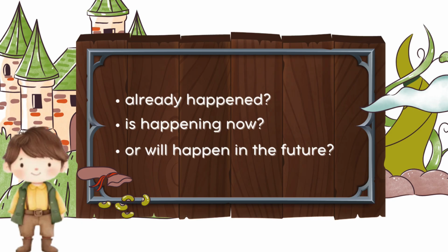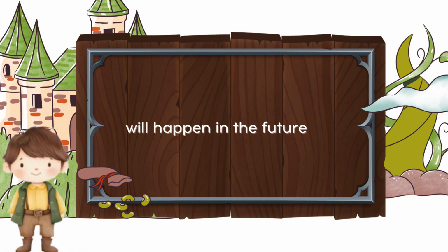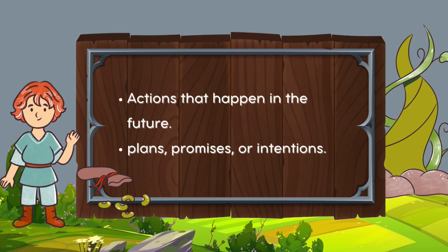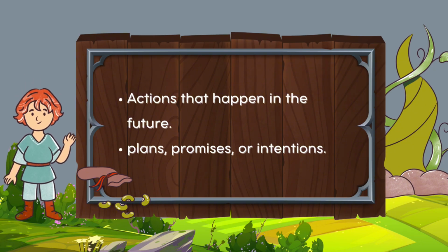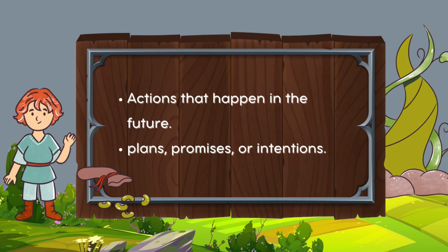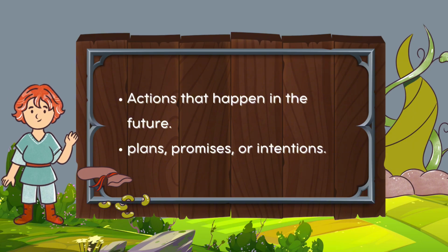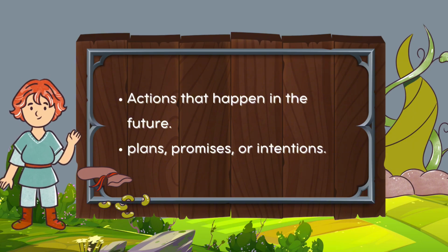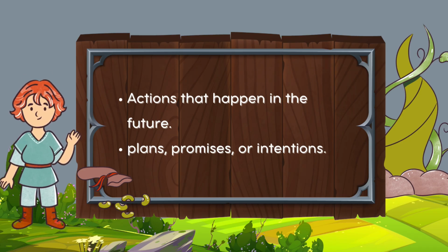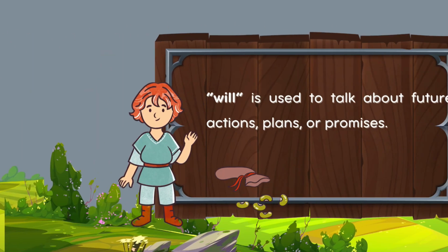Yes, that's right. They are talking about something that will happen in the future. That means they're making a plan or talking about what is going to happen next. So, the word will shows something that happens in the future. We use will to talk about our plans, promises, or intention. So today, we will learn how to use will in sentences to talk about what will happen later.